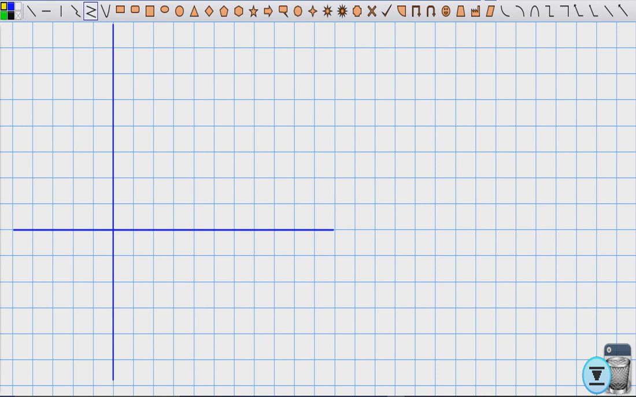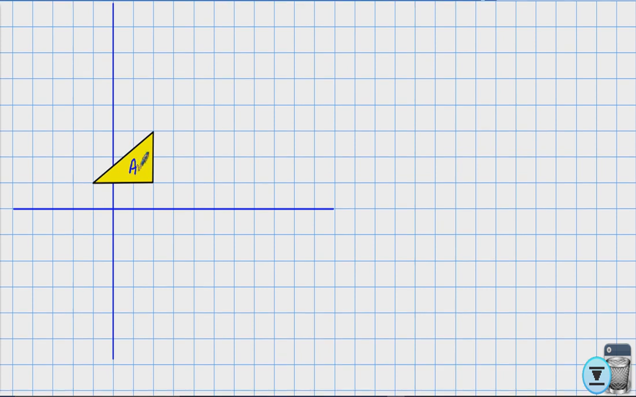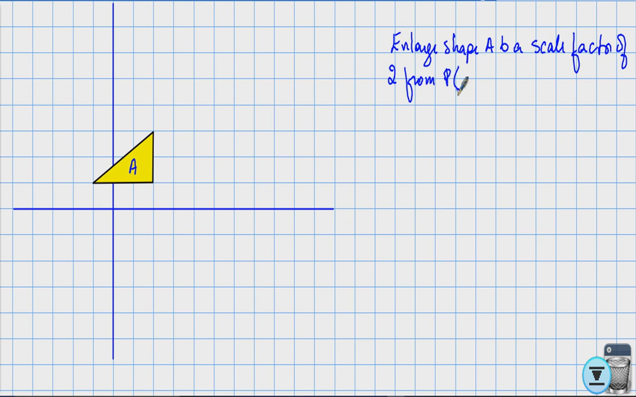We're going to have a shape. We're going to call it shape A, and we're going to enlarge shape A by a scale factor of 2 from the point -3, 4. So our center of enlargement is going to be the point -3, 4. That is our center of enlargement. Okay, so we're going to enlarge shape A by a scale factor of 2 from that point.